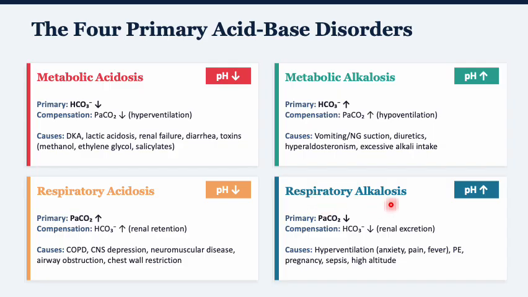And then for the respiratory alkalosis, you have an increased pH. There's a decrease in the partial pressure of carbon dioxide. Compensation is through renal excretion. We're going to decrease your bicarbonate. You will see this is caused by hyperventilation. Same with anxiety, pain, fever, PE, pregnancy, sepsis, and high altitudes.